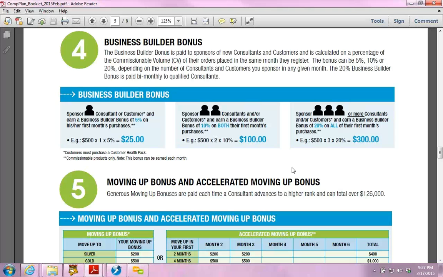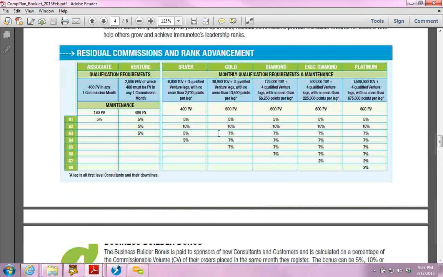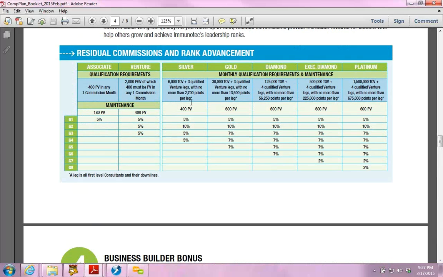Okay, now I'm going to move back over to how do we go from venture to silver. First of all, let's look at why we might want to go from venture to silver. You can see that the silver has the same qualification as venture. They both have to buy 400 points a month to get paid. So there's no change in that.